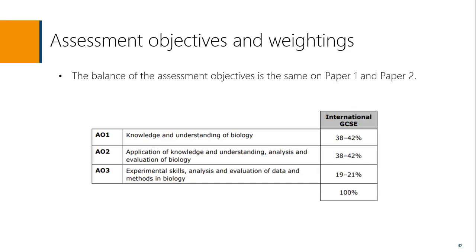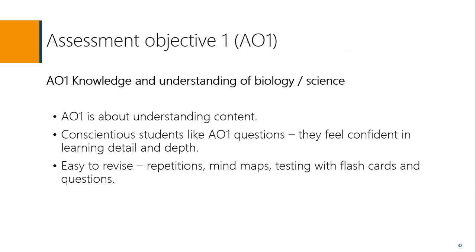So if we start off by looking at assessment objective 1, it's about understanding the content and about learning the content. Conscientious students like AO1 questions because they can learn it. It is essentially knowledge. It's testing what they've actually learned. So they need to revise it using things like repetitions, mind maps, testing with flashcards, going through questions.